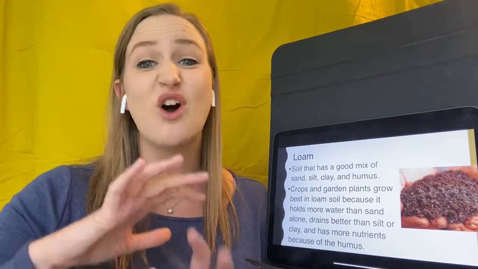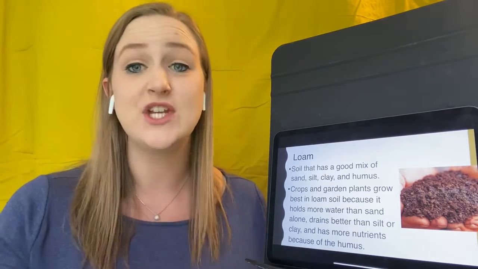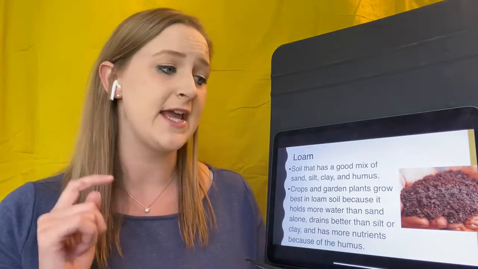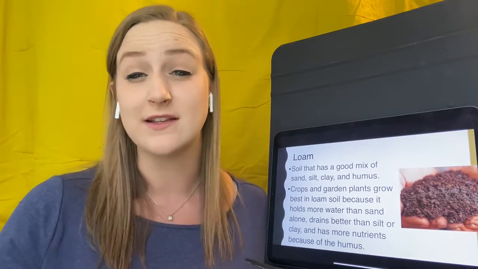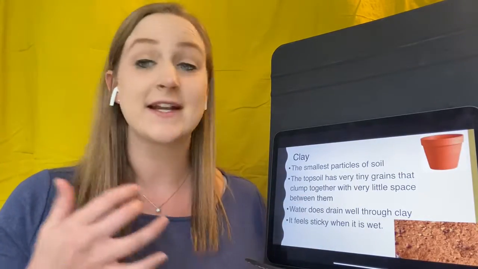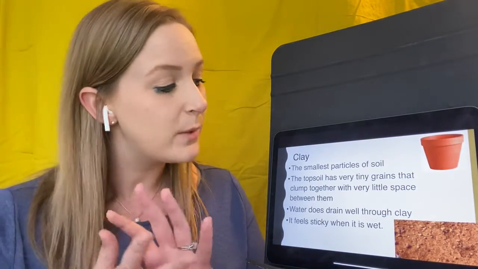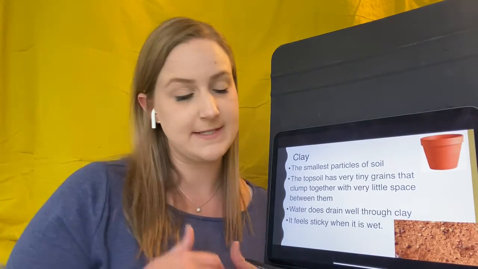Loam has all of those nutrients together because it is a combination of sand, silt, clay, and humus all together. So plants grow really, really well in this. This is what you're going to find most plants growing in. And clay is stickier when it gets wet and the water doesn't drain very well through it.